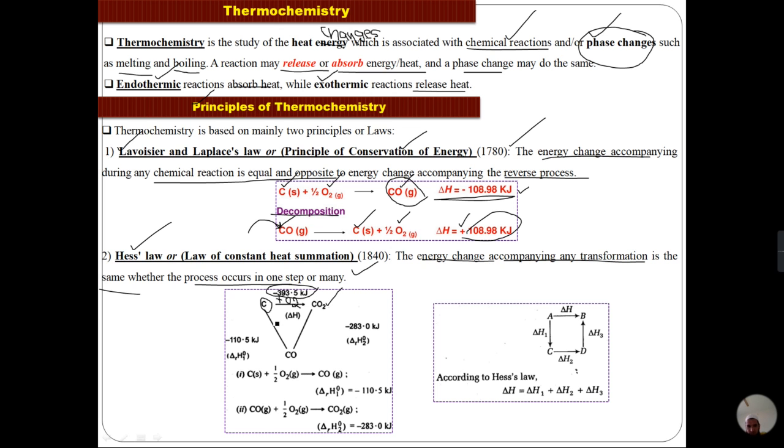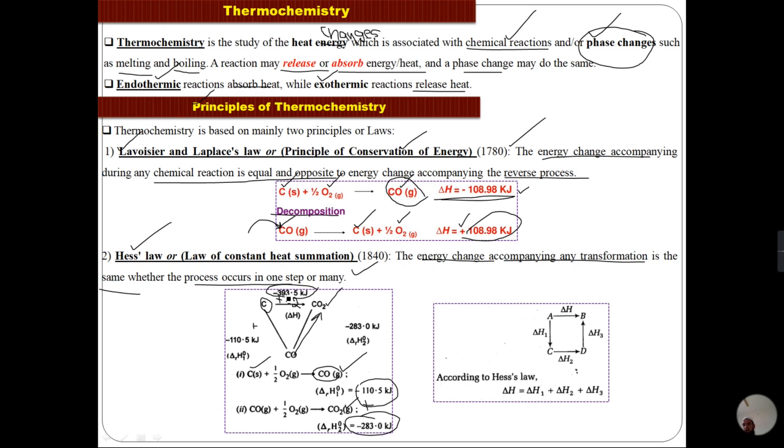Now if you do the same reaction in 2 steps. In step number 1, you react this carbon with half a mole of oxygen to form carbon monoxide. This step involves release of heat, that's minus 110.5 kilojoules. In the second step, you convert this carbon monoxide into carbon dioxide, CO2. This is accompanied by release of heat, that is minus 283 kilojoules. So what is the total amount of heat released? That is this plus this, so it also becomes the same value, that is minus 393.5.